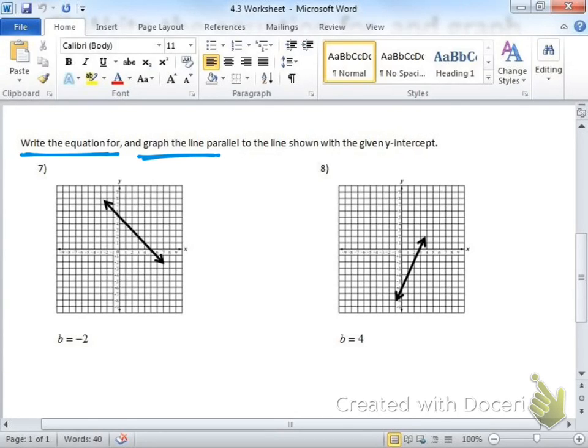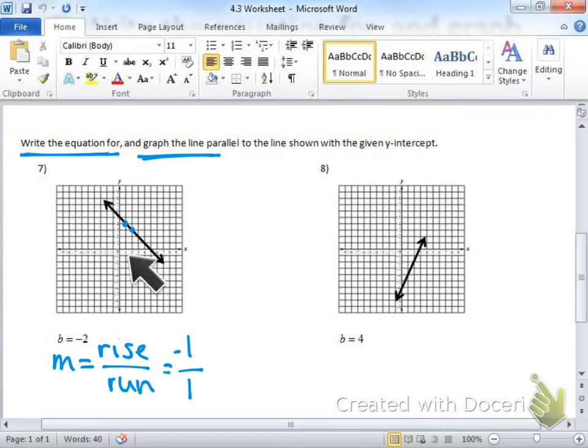Okay? So I already have b right here. B is -2. I still need the m before I can write the equation. How do I find m? Rise over run. So you got to pick 2 points that you know for sure are whole number ordered pairs. Then I'm going to do my rise and my run. What would my rise be? -1. What would my run be? Right 1. So -1 over 1.